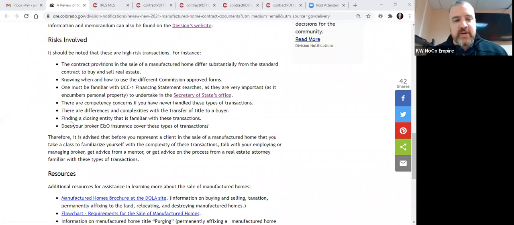There can be difficulty finding an entity that will actually close a manufactured home transaction. You might go to your favorite title company and say, here's this contract. And they say, I'm really sorry, but I can't close that transaction. It's not in our company policy. We're not going to do it. Well, now you have a contract that says so-and-so is going to be your title company who's going to hold the earnest money and do all these other things, and now they're refusing to participate in that transaction.